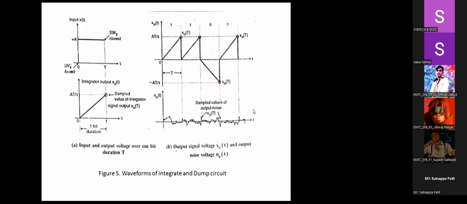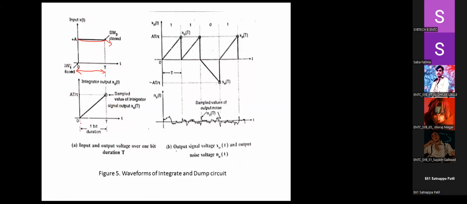You can see here the signal output voltage and the input voltage given for a bit duration T in these two figures. You can see that for this bit duration, 0 to T, the switch is closed, which means the information is being passed. And what happens to the output voltage over 1 bit?